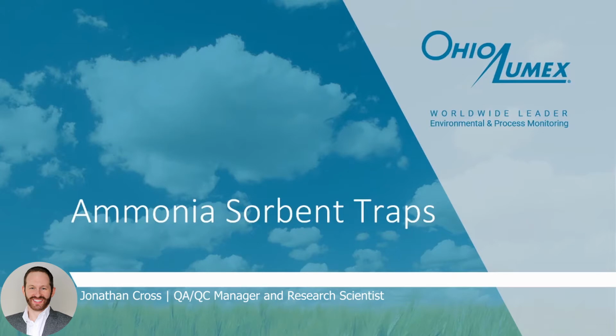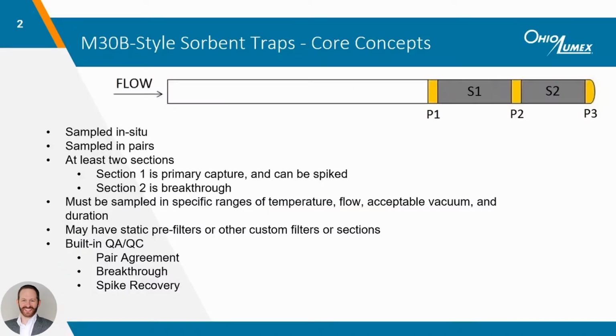Before discussing ammonia traps specifically, let's go over some of the core concepts of sorbent traps generally. The concepts I'll describe on this slide cover all the Ohio Lumex sorbent trap methods that are modeled after EPA Method 30B. This includes sorbent traps for mercury, ammonia, SO3, hydrogen halides, selenium, and arsenic. These sorbent trap methods are designed to be sampled directly in the sample gas and sampled simultaneously in co-located pairs.